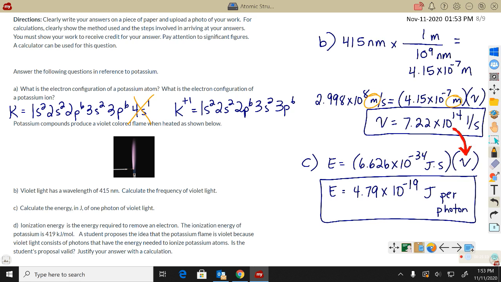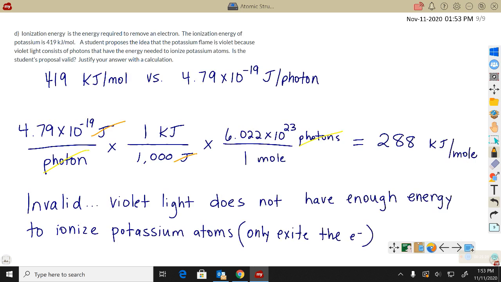Cool. So a lot of this was plug and chug, just making sure that my units matched up, right? This does come out right away in joules because Planck's constant is in joules. Then again, ionization energy is the energy required to remove an electron, to ionize the potassium atom, to remove that outer 4s electron. It takes 419 kilojoules to remove a mole of electrons. Or say 1 electron per mole of potassium atoms. It would be a mole of electrons.